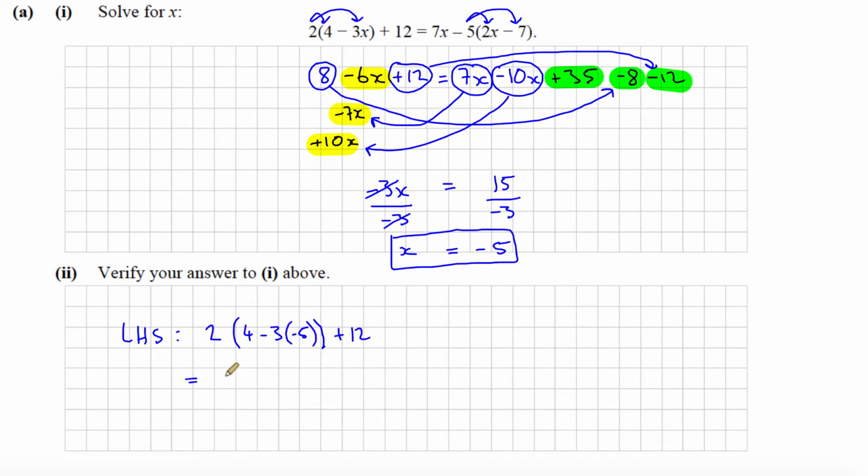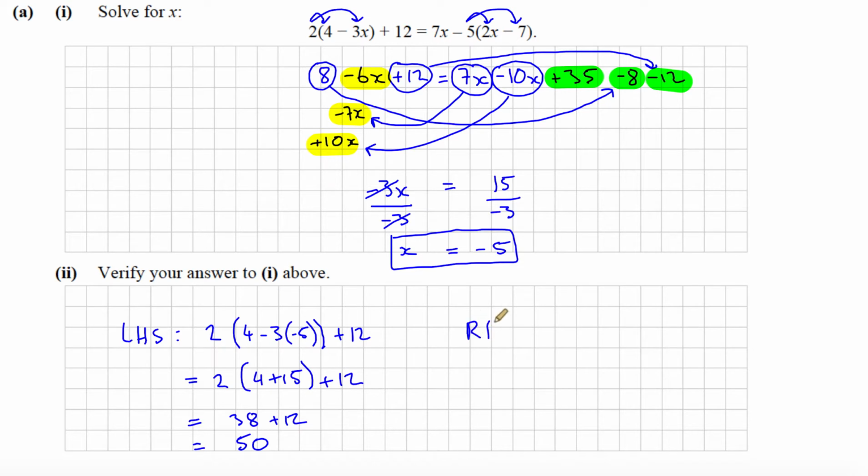That's equal to, you can work this out now on your calculator if you like, but minus 3 by minus 5 is plus 15. So you get 2 by 4 plus 15 plus 12. That's equal to 2 19s, which is 38. Plus 12, which is 50.